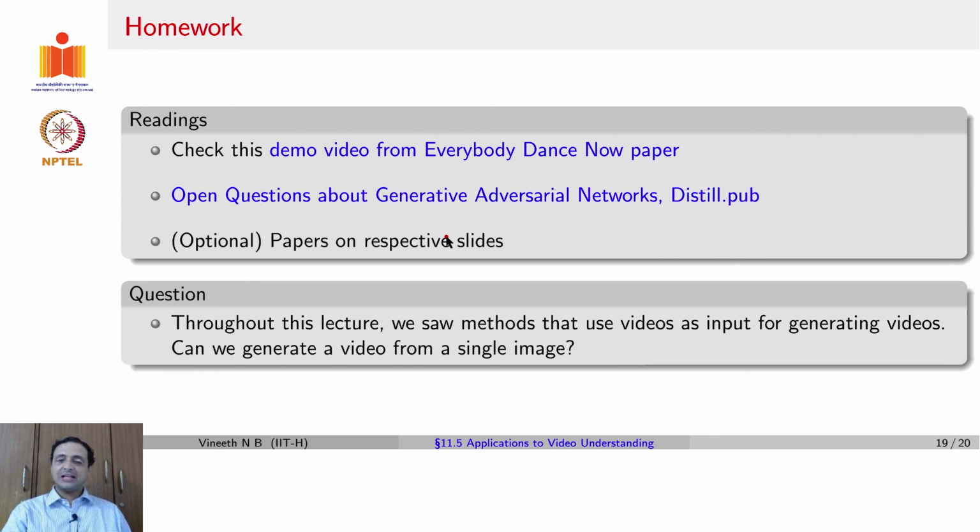Let's end this lecture with one question. Through this lecture, we saw methods that used videos as input, where the discriminator looked at the real video and the generated video and said whether it was real or fake, or temporally coherent or incoherent. Can you generate a video from a single image? Think about it and we'll discuss soon.